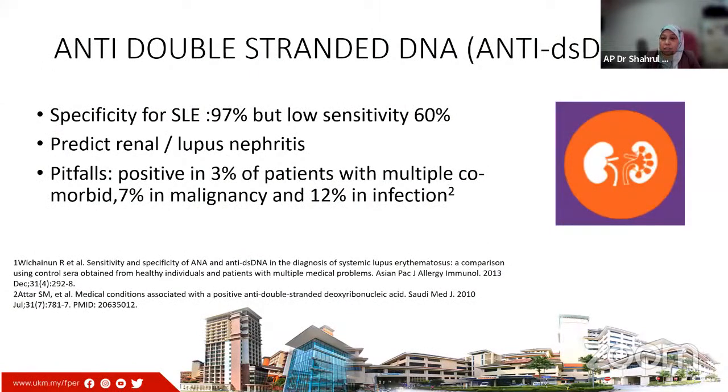Anti-double-strand DNA is an antibody that is checked in patients with lupus because it is very specific, 97%, but because of the low sensitivity, we don't use this as a screening tool. You might miss 40% of SLE patients if you just check for anti-double-strand DNA. It is a predictor for renal involvement, but it's still not 100% specific, as it can be present in patients with multiple comorbidities, malignancies, and even infection.